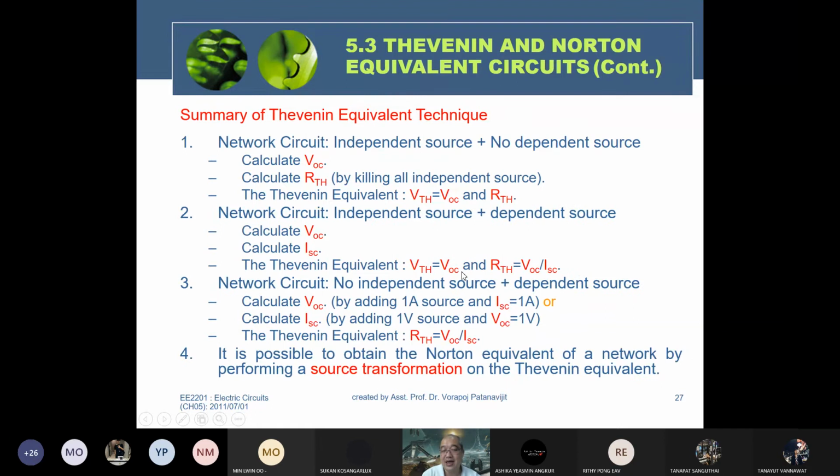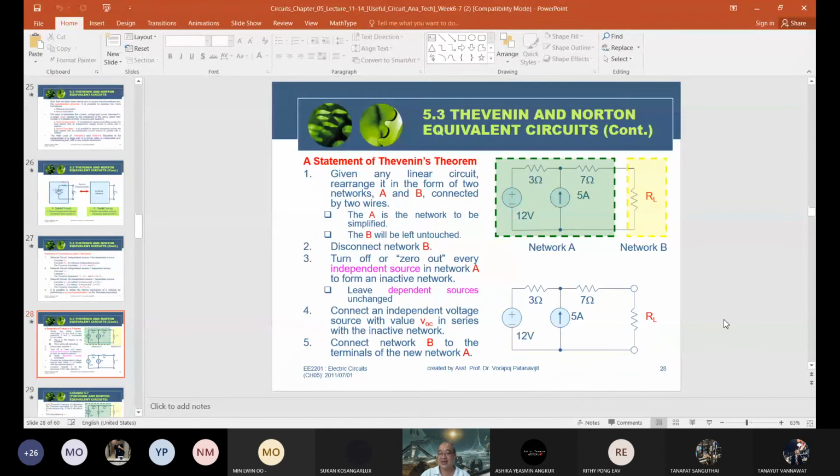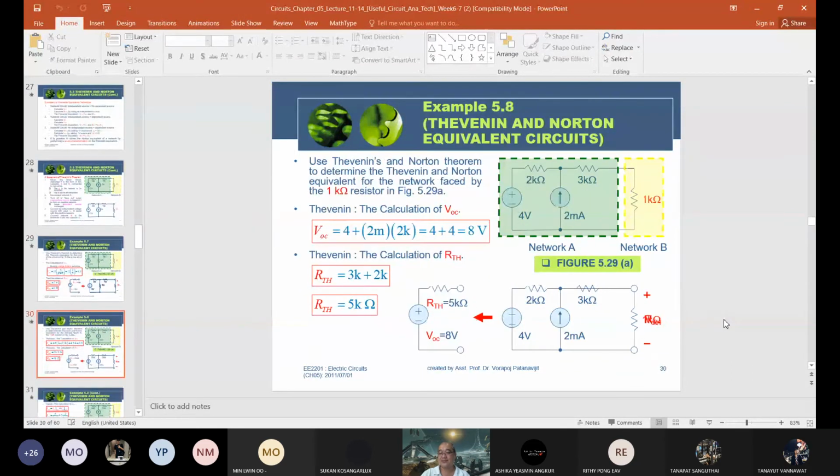For the Thevenin, I will brief you. There are 3 types of Thevenin problems. The first has only independent source, the circle shape. The next one has both sources, circle and diamond shape. And the last one is the case where you have only the diamond shape, only dependent sources and no independent sources. The way to compute it is different. I provide in this lecture many exercises and examples.